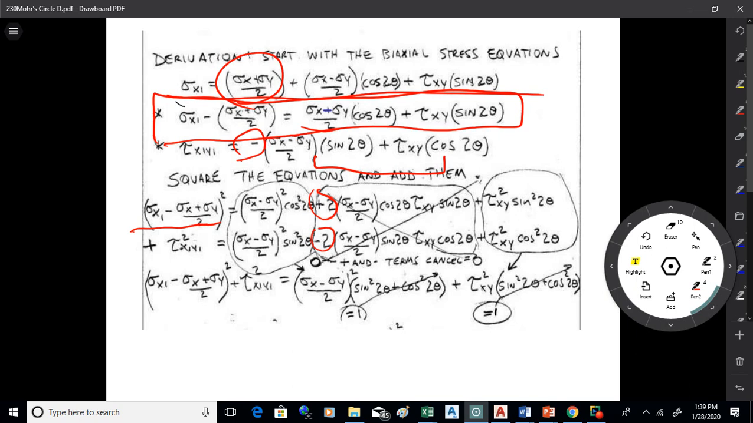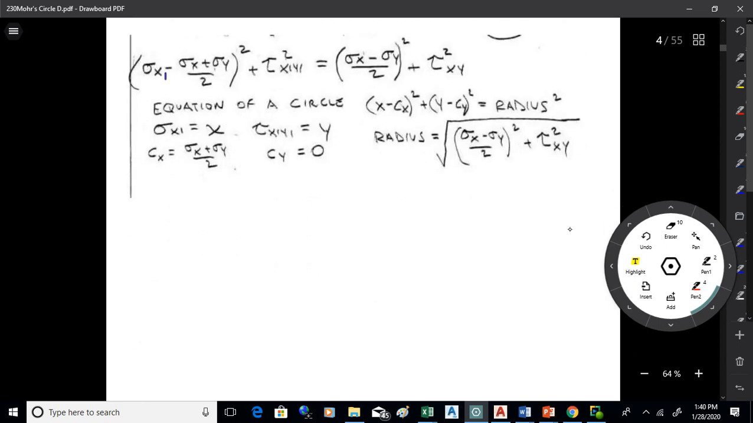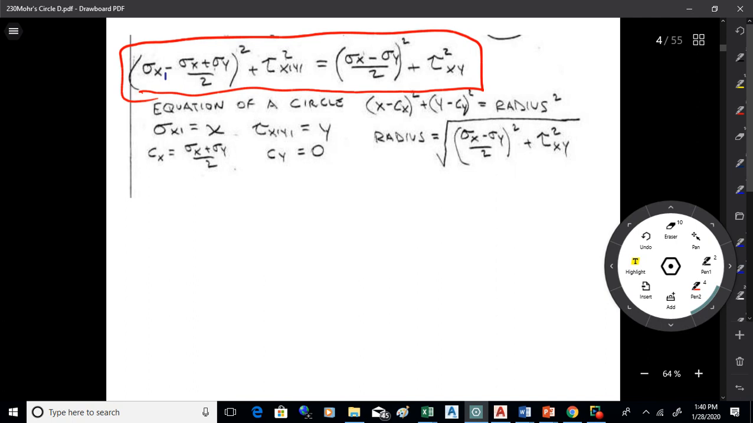Cancel out. And then he also noticed he got tau xy squared sine squared 2 theta plus tau xy squared cosine squared 2 theta. Well, he pulled the tau xy squared out and was left with sine squared plus cosine squared, and that's 1, so that goes away. Same thing on the left, sigma x minus sigma y over 2 squared cosine squared 2 theta plus sine squared 2 theta. Well, that equals 1. So he did some trig identities and canceled that stuff out. And he boils it down and he gets it down to here. Okay? So that's the combination of the shear and normal stress formulas.